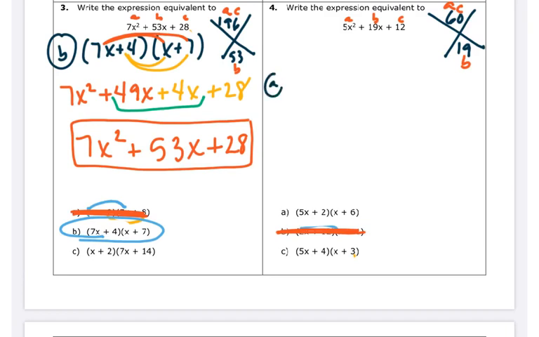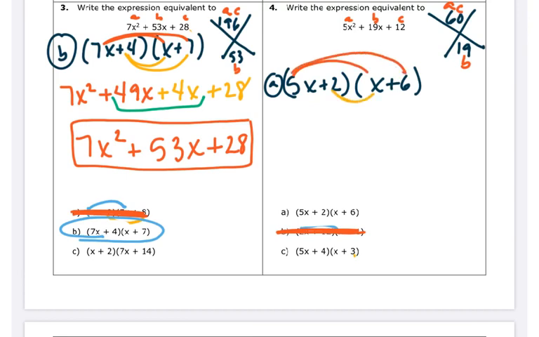So I'm going to write out A, 5x plus 2 times x plus 6. Go ahead and double distribute and see if that ends up with this term right here, 5x squared plus 19x plus 12. If it doesn't work, then your answer has to be C. So go ahead and continue with number 4.